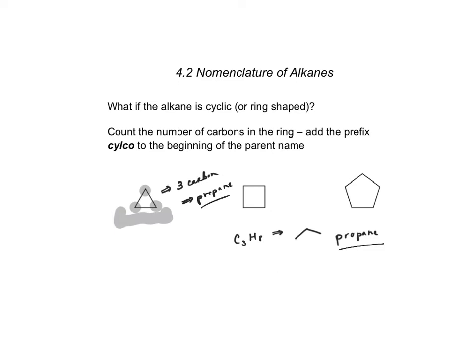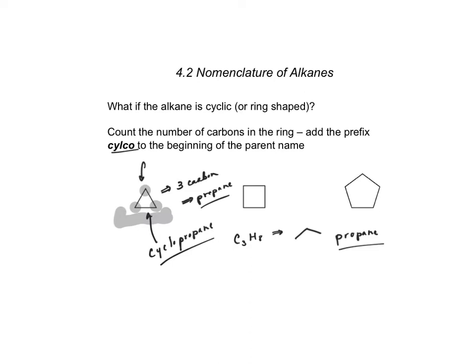So to essentially denote the fact that this is the cyclic ring structure, all we're going to do is add cyclo as a prefix to the beginning of the parent chain, right? So again, it's 3 carbons, so the parent is propane, but this is going to be called cyclopropane to denote the fact that it is a ring-based structure, right? So the parent name for this is cyclopropane.